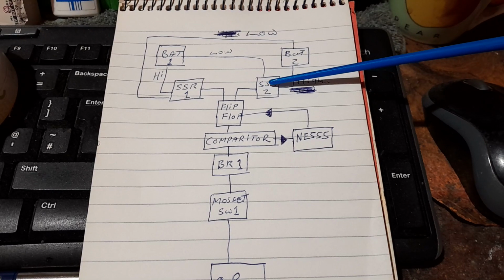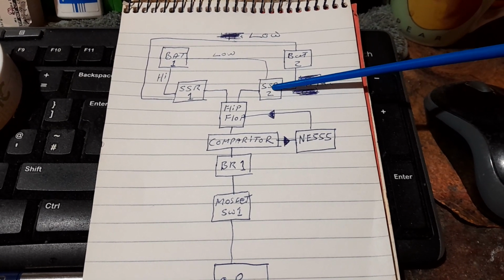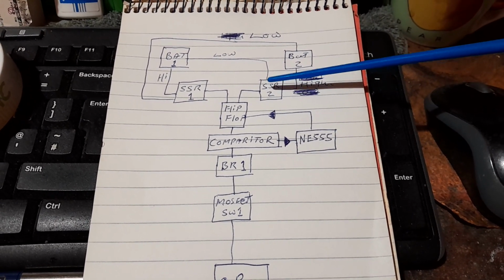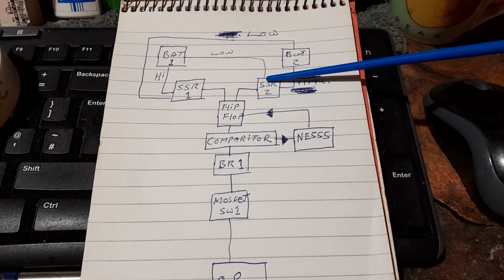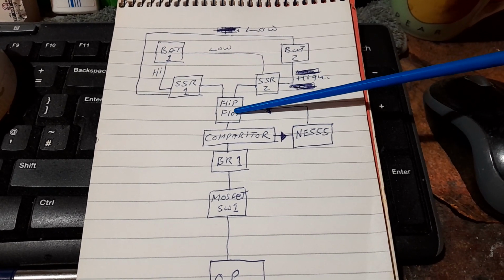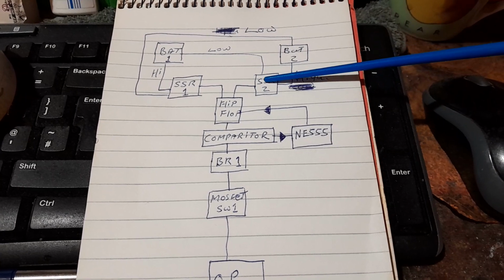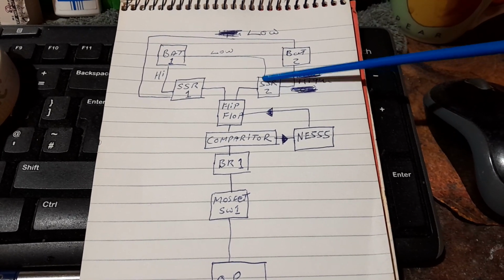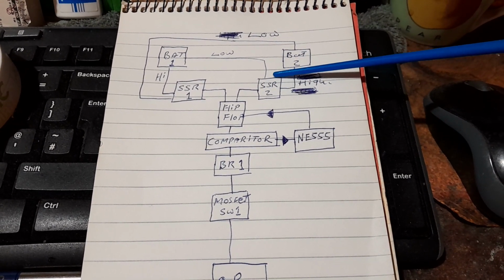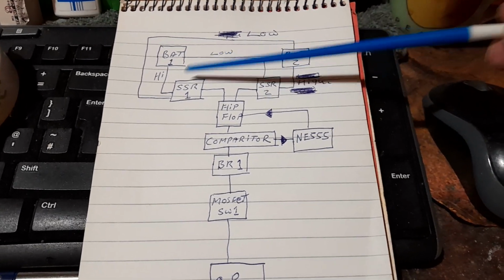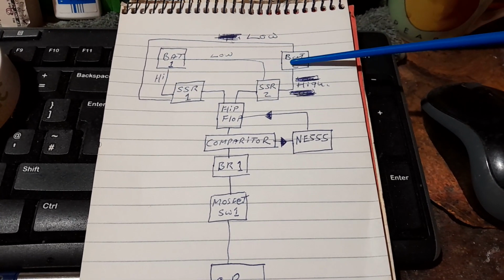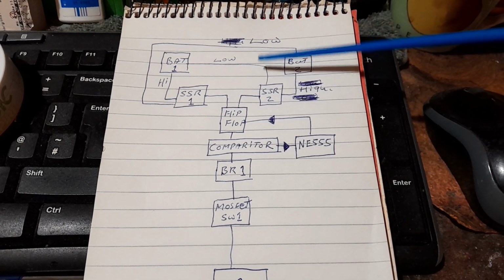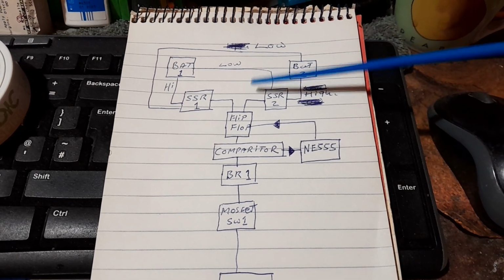We want to make sure that the solid state relays do not continue to conduct when they're disengaged by the flip-flop. So when the flip-flop disengages a solid state relay, we want to make sure that the power is no longer conducted through the batteries. Otherwise, if the other solid state relay is active, we have a dead short, and then we have fireworks basically, and that's not good.